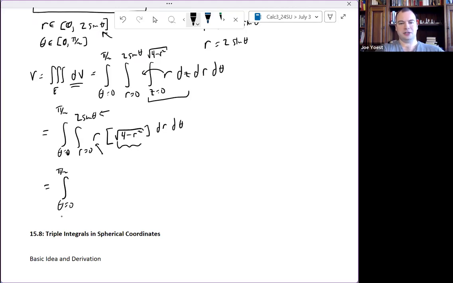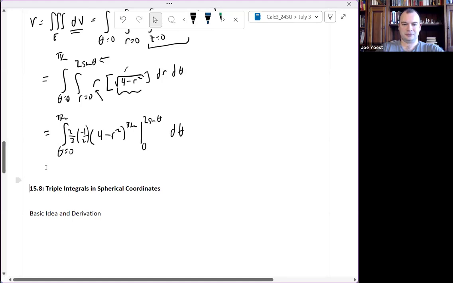So integrating 4 minus r squared to the 1/2 is going to look more or less like 4 minus r squared to the 3/2. I need a 2/3. Now, if I differentiate this, I get 3/2 times 2/3, that goes away. 4 minus r squared to the 1/2, that's this bit, times negative 2r. So I need to get rid of that negative 2. I need a negative 1/2 to fix my constant. And then r goes from 0 to 2 sine theta. And I'm integrating all of that d theta.